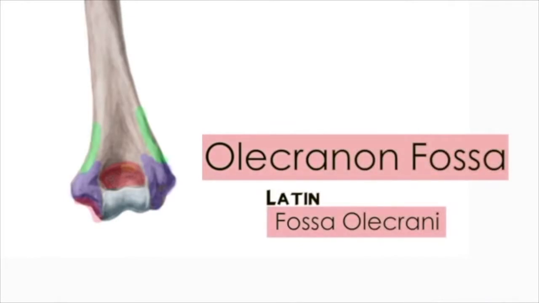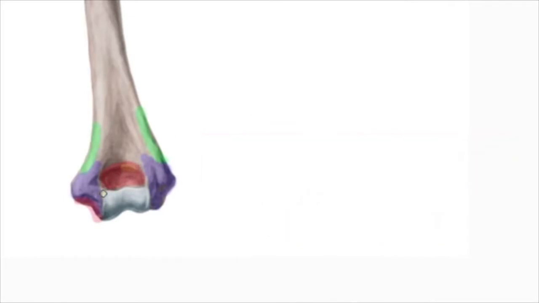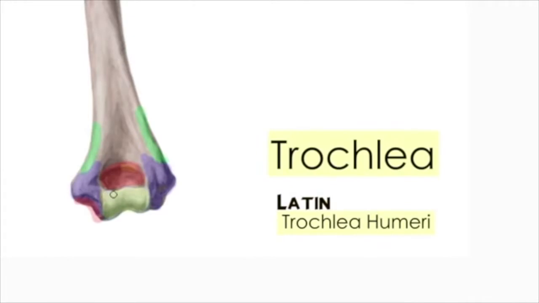Now you see a very clear, very noticeable fossa here. This is known as the olecranon fossa. And right beneath it, or a bit more distally, you will find what is known as the trochlea. So this is known as the trochlea of the humerus.